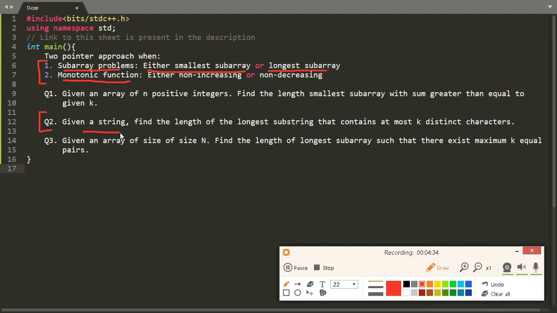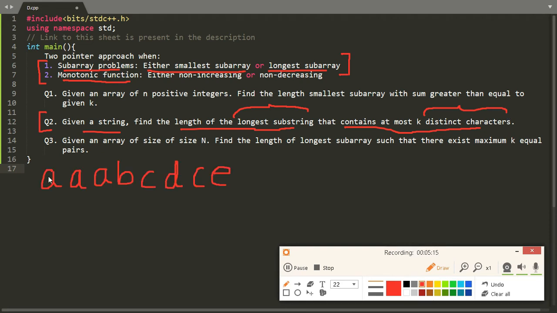So the next problem is: given a string, we have to find the length of the longest substring that contains at most k distinct characters. The first condition is fulfilled here, as we have to find the longest substring. Here I have mentioned only the longest smallest subarray. In case of strings, it becomes the longest smallest substrings. And we have to find the longest substring with respect to the k distinct characters. So here we have to check whether the number of distinct characters in the given string is monotonic or not.